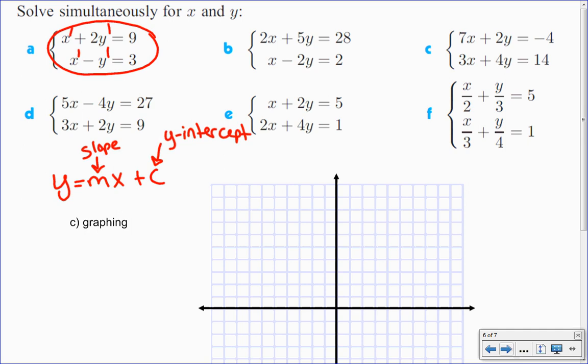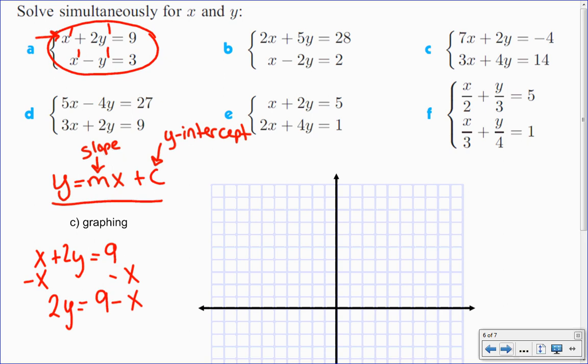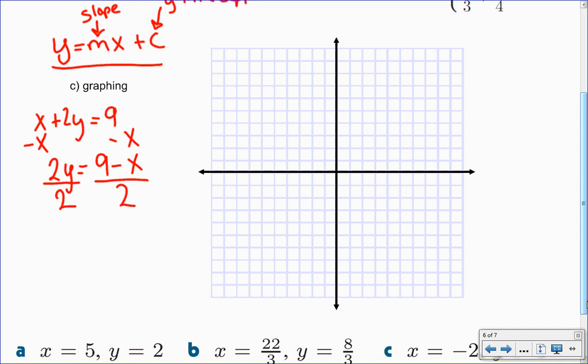Okay, so we're going to solve this first equation here for y, so we get it in this form. So we've got x plus 2y equals 9. Well, minus x, 2y is equal to 9 minus x. We'll divide both sides by 2. And we get y is equal to negative 1/2 x plus, right, because in front of the 9 is positive, 9 over 2. Okay, 9 over 2, by the way, is 4.5.